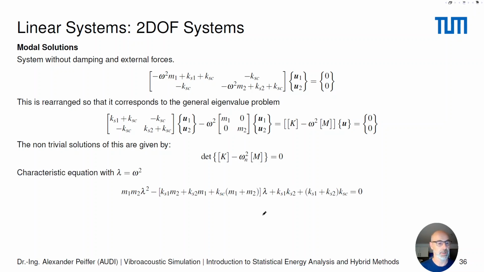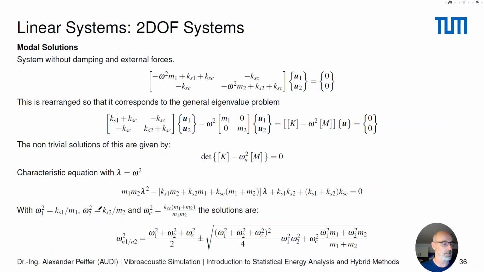The non-trivial solutions of this equation are just given if the determinant of this global matrix is 0. The determinant is an equation that we can write out, and we replace the omega squared by the factor lambda. In that case, we get something like a characteristic equation again, but this time a characteristic equation for lambda.